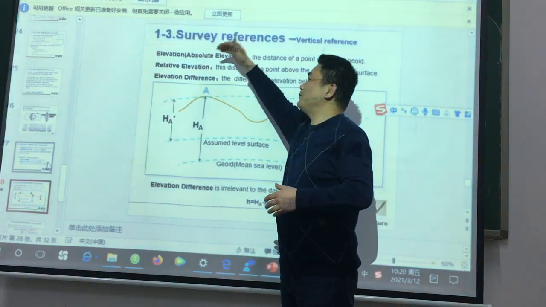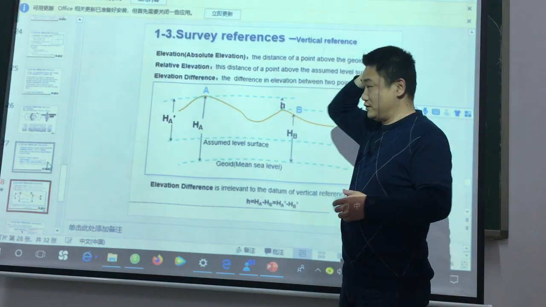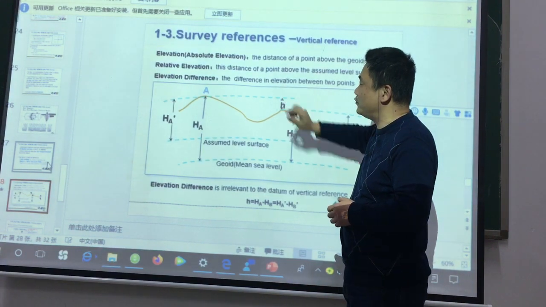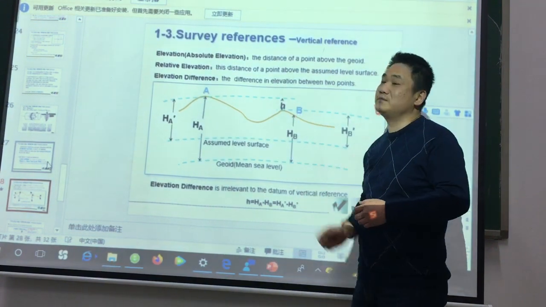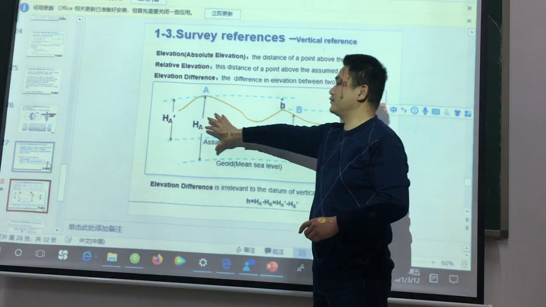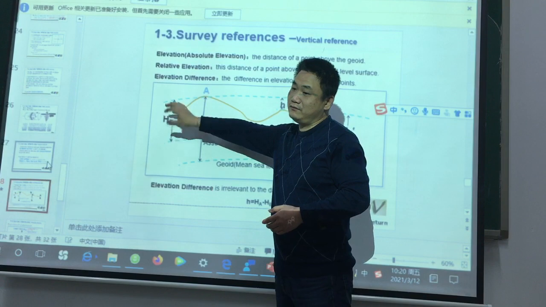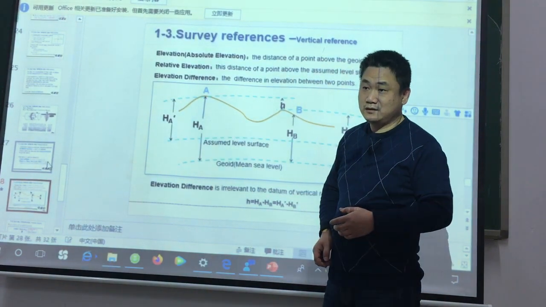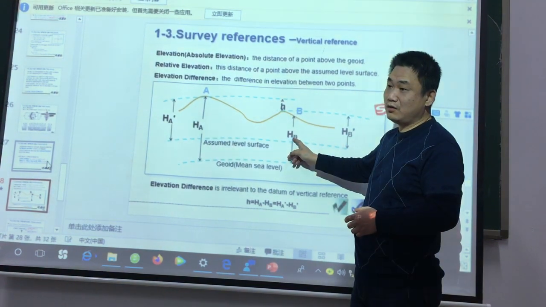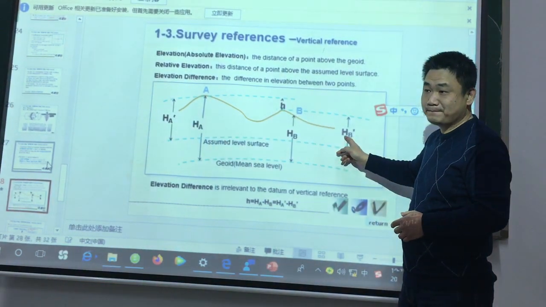But for absolute or relative elevation, something is not changed. That means the elevation difference is not changed. The elevation difference between two points, for example point A and point B, you can calculate using absolute elevation, and also can calculate using relative elevation. It's equal, H equals HA minus HB, also equal here minus here, yeah? It's equal.